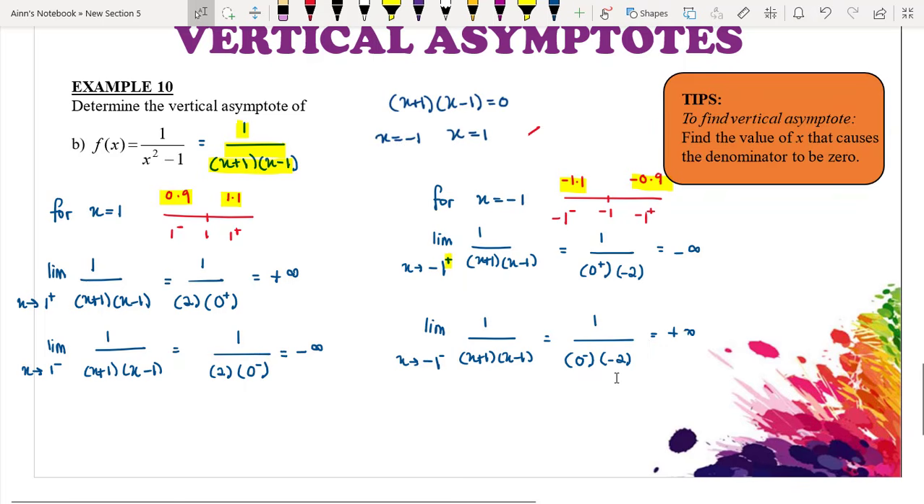Okay. As you can see here, for x equals 1, we got positive infinity and negative infinity. For x equals negative 1, we got negative infinity and positive infinity. So we can conclude our answer: x equals 1 and x equals negative 1 are vertical asymptotes.